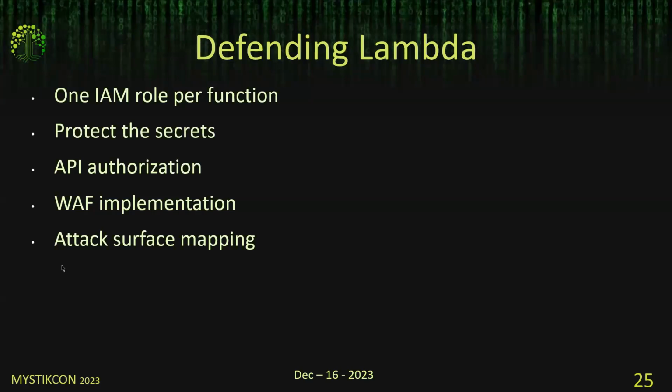It should not have multiple roles. How do you protect the secrets? Using encryption helpers or AWS Systems Manager Parameter Store can help you to protect your secrets. Implementing API authorization, WAF, those kinds of things can probably help you to defend your Lambda instance.